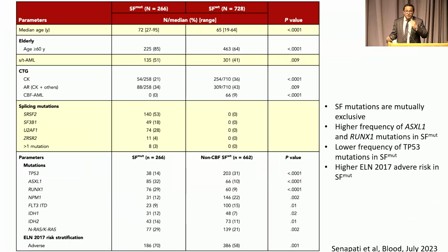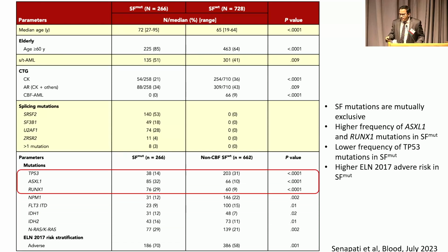Notably, there were no patients with core binding factor AML in the splicing factor group, so we excluded that from the comparison. Splicing factor mutations were common along with ASXL1 and IDH1/2, again underlying their secondary AML biology. These patients had higher risk ELN 2017, primarily again driven by the RUNX1 and the ASXL1.